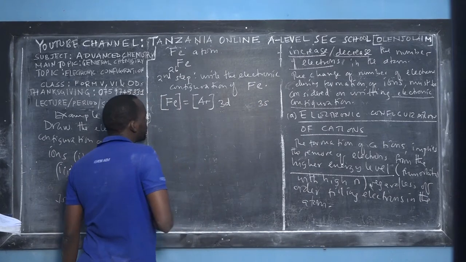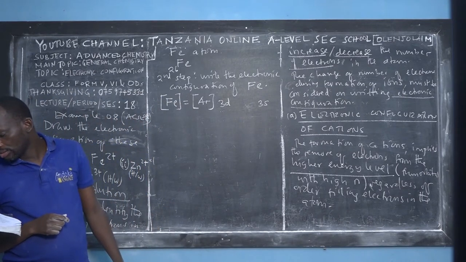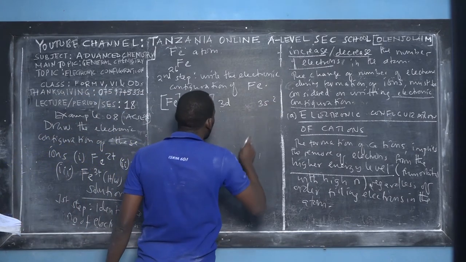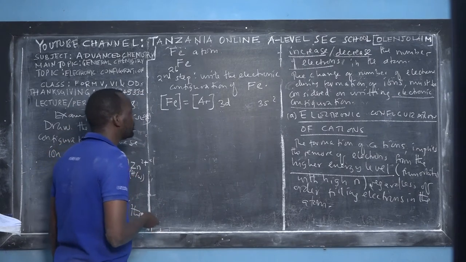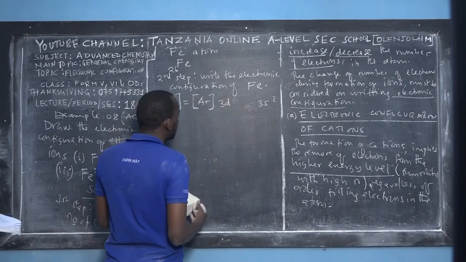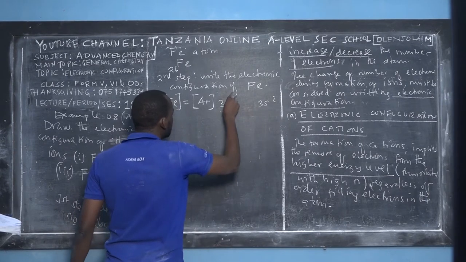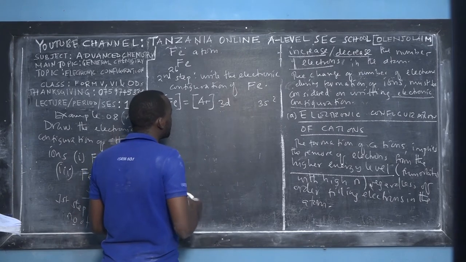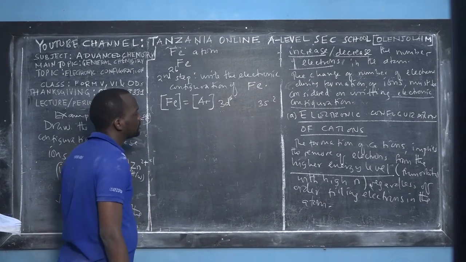Then electrons in the s orbital should always pair as usual. So you have 2 electrons here. And then 2 plus 18 is equal to 20. 26 minus 20 is equal to 6. So the remaining electrons will be 6. The remaining 6 electrons will be in 3d, that is 3d6.